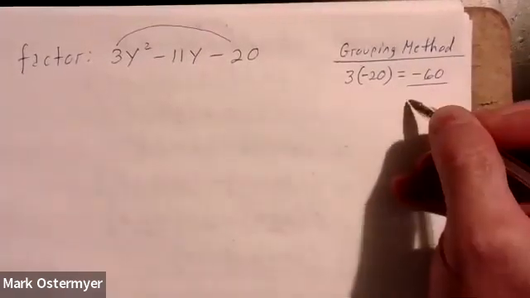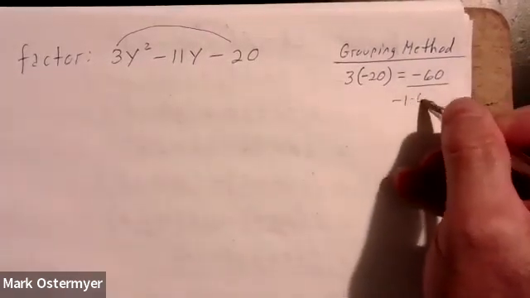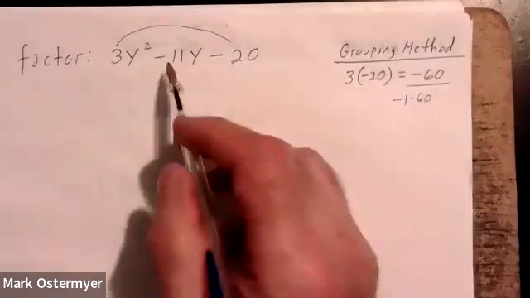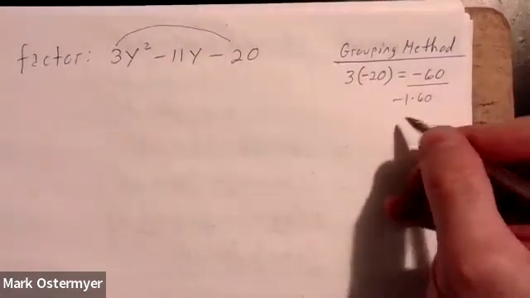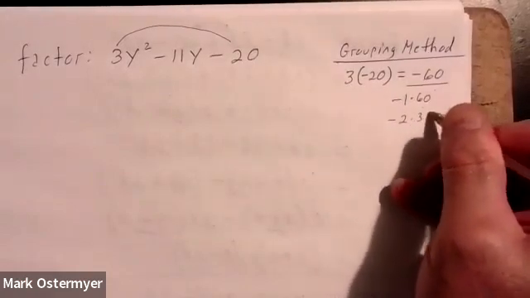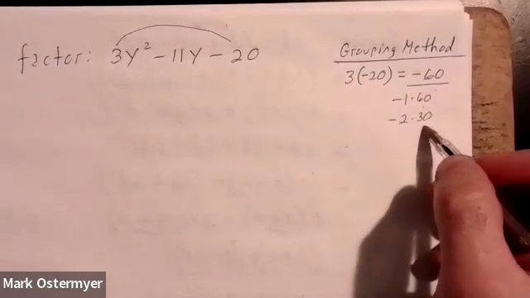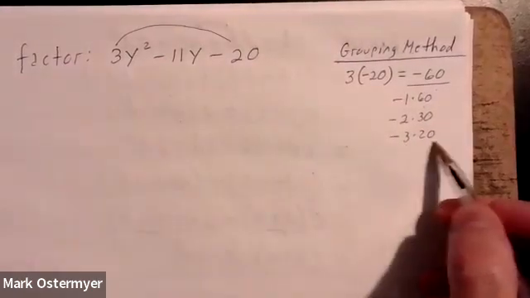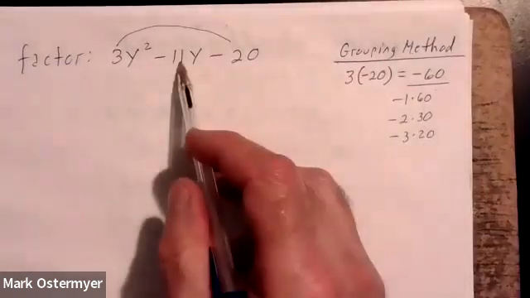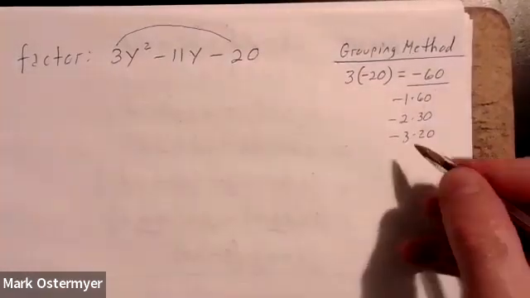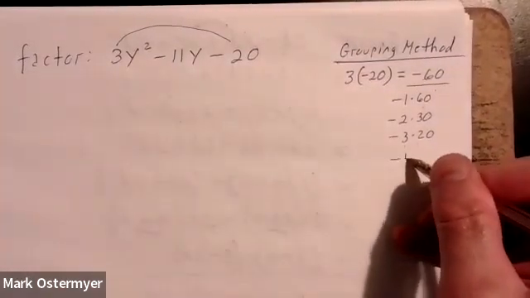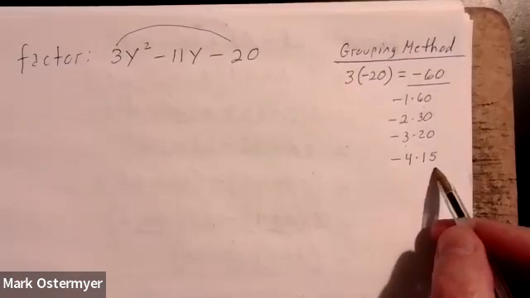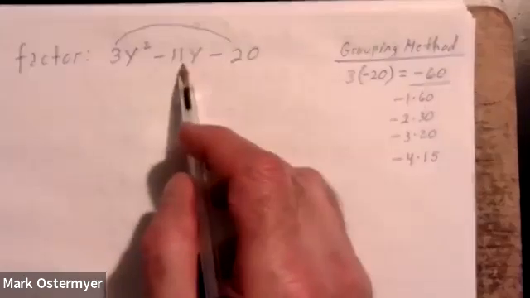And you can start listing factors of -60, -1 and 60. But these are no good because these add up to 59. We need to have them sum up to -11. So the search continues. -2 and 30. And these are no good. These add up to 28. -3 and 20. And these are no good. These add up to 17. We're closing the gap though, but we still got to continue to search. -4 and 15, notice these add up to +11, but we need to have them sum up to -11.